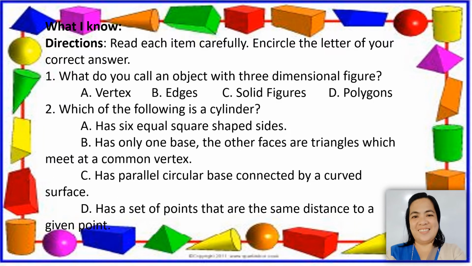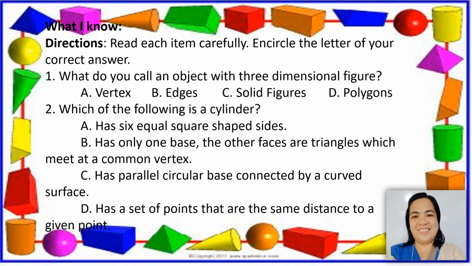What I know. Directions: read each item carefully and circle the letter of your correct answer. Number 1. What do you call an object with three-dimensional figure? A. Vertex, B. Edges, C. Solid figures, D. Polygons. If your answer is C, you got the correct answer.